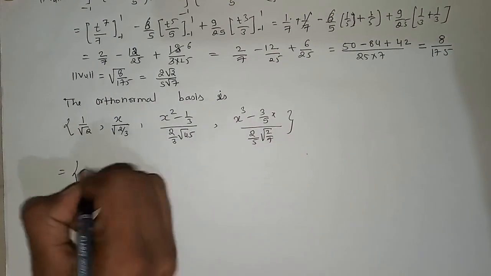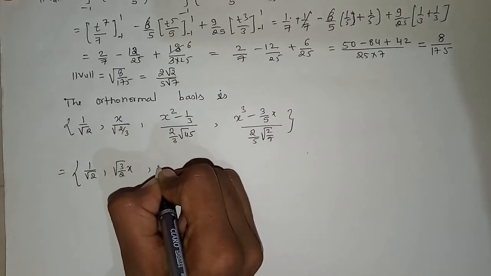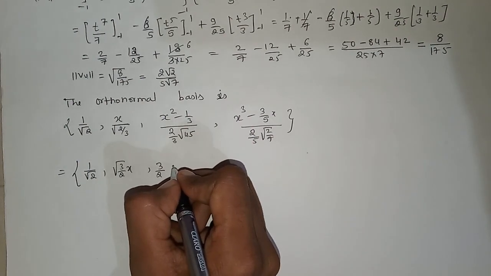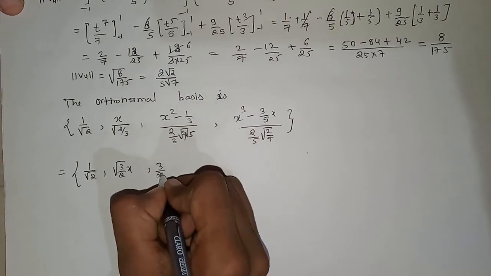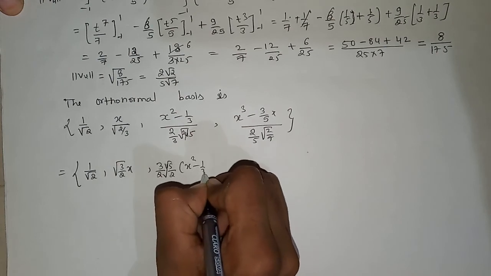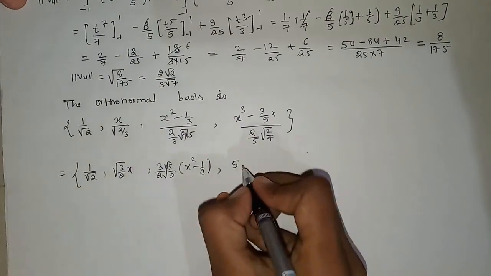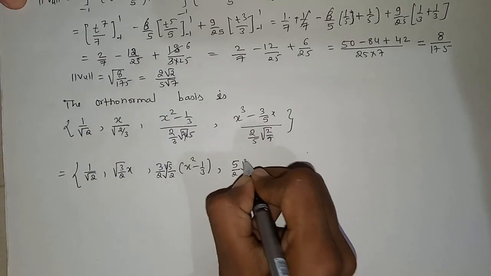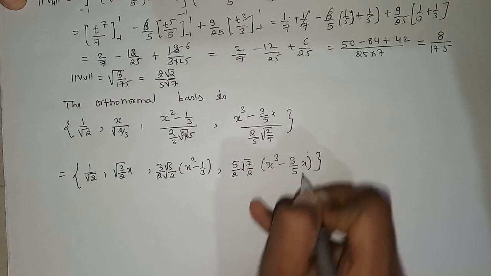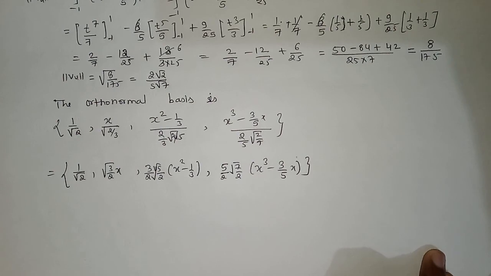So we can simplify this further. So 1 by root 2, root 3 by 2 x, 3 by 2 root 5 by root 2 into x square minus 1 by 3, so 5 by 2 root 7 by 2 into x cube minus 3 by 5 x. So this is the orthonormal basis for the given basis, and we have already calculated the orthogonal basis.